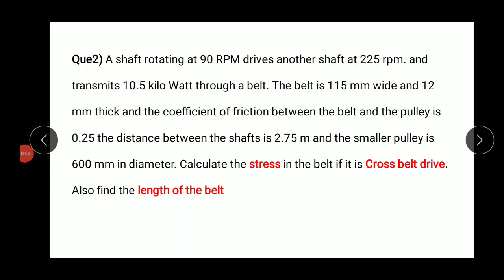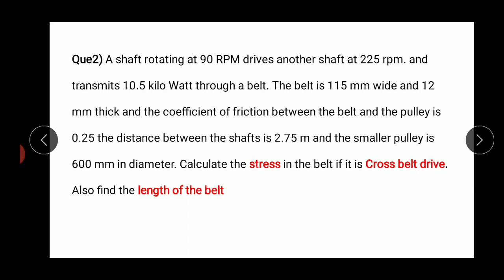Welcome back, dear all, for the second numerical question on the belt drive. One question we had solved on the open belt drive. The second question is on the cross belt drive. I am using the same data given in question number 1 for the solution of question number 2, so that we can easily compare the differences in the solution of a question on the open belt drive and cross belt drive.